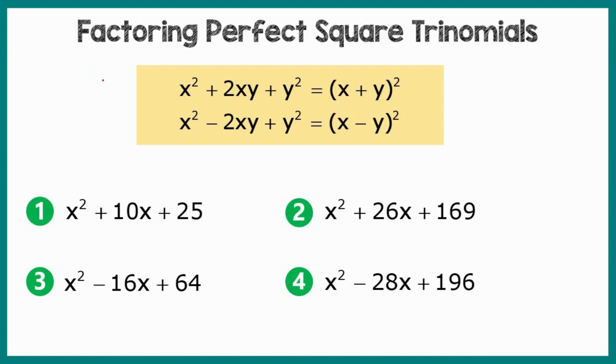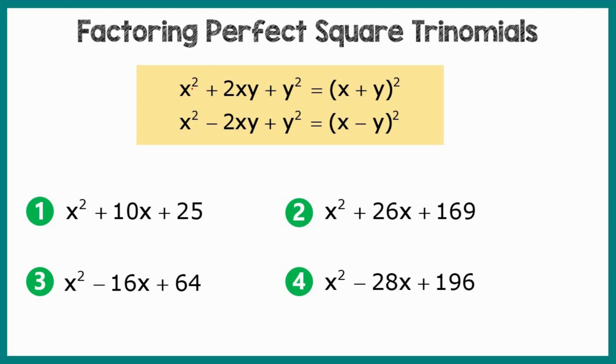This is Teacher Robert, and in this video I'm going to discuss how to factor perfect square trinomials. Perfect square trinomials can either be of this format, x squared plus 2xy plus y squared, or x squared minus 2xy plus y squared. The first one can be factored as x plus y quantity squared. So how do you do that?